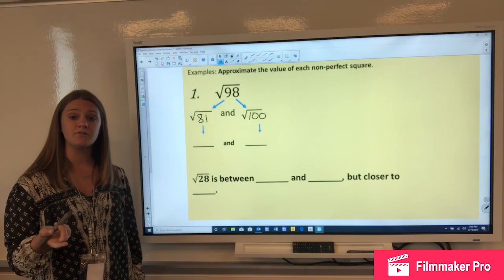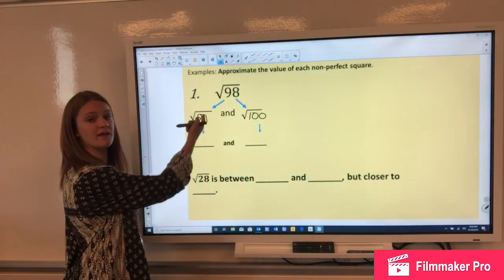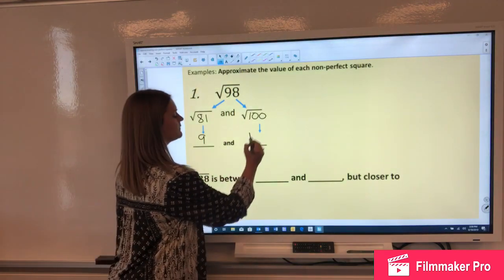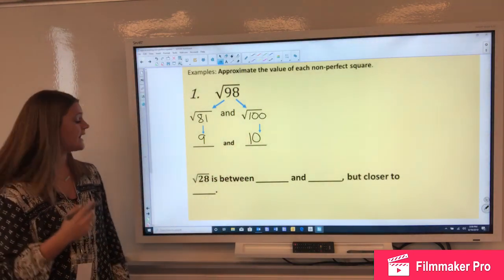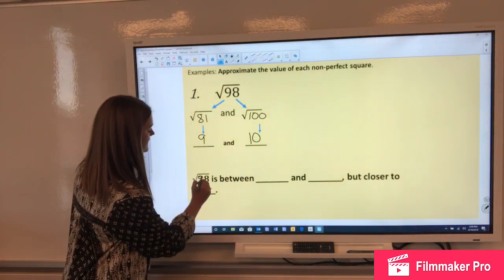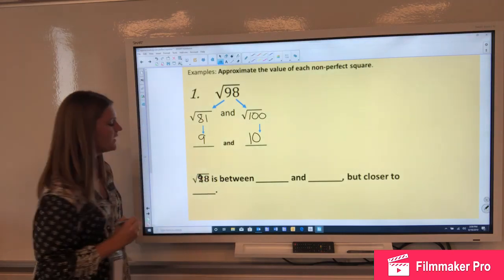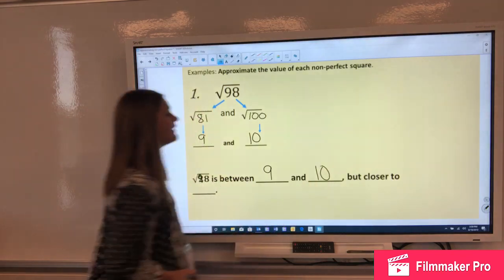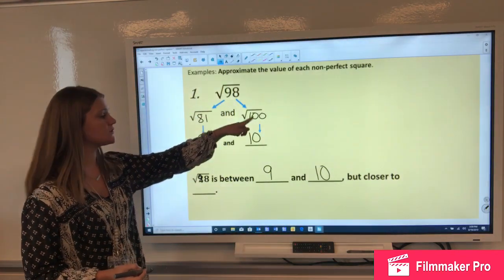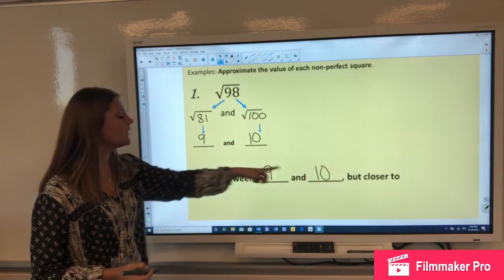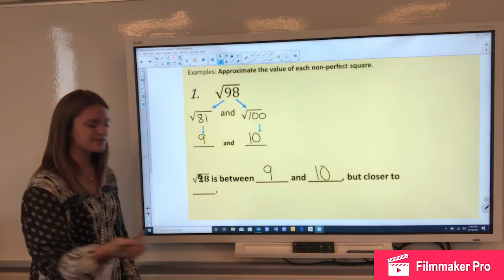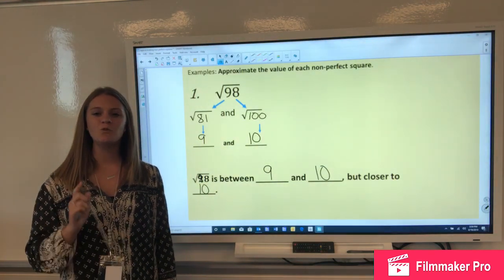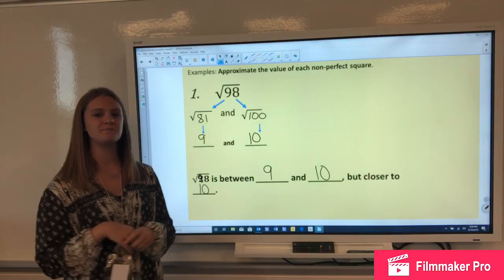Now I need the integer value of each. The square root of 81 is 9. The square root of 100 is 10. Therefore, I now know that the square root of 98, let me change that to a 9, is somewhere between 9 and 10. If I look at what the square root of 98 is closest to, it would be 100. So I know that the square root of 98 is closer to 10 than it is 9. All right, we're going to do one more practice problem and then we're done.